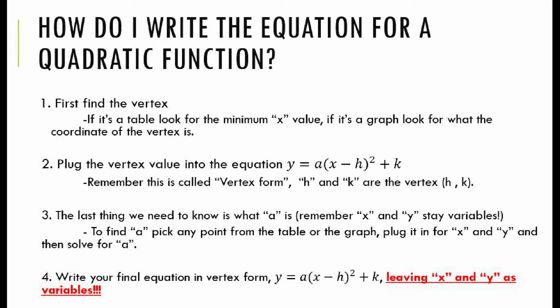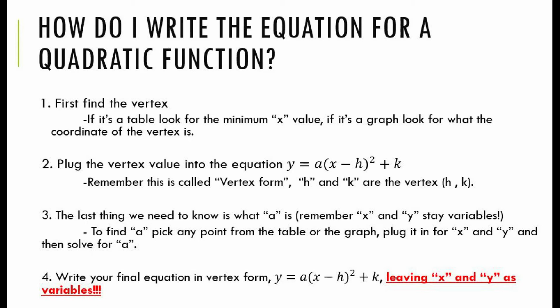When you're looking at a graph, it should be pretty obvious what the vertex is. So step 2, once you have the vertex, you're going to plug it into the equation y equals a times x minus h squared plus k. Okay, remember that's our vertex form. So h and k are the vertex. H is our x coordinate and k is our y coordinate.